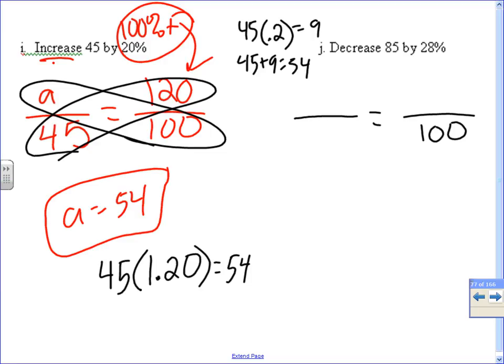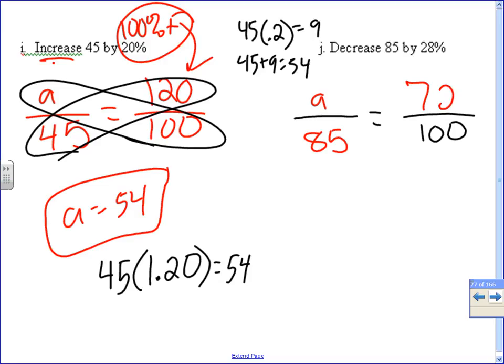Okay, letter J, decrease 85 by 28%. So 85 is the original, that goes on the bottom. We're finding the new amount, okay? You're decreasing it. So what do you think we're going to do here? You're decreasing it by 28%, Alyssa. Good, so what goes here?